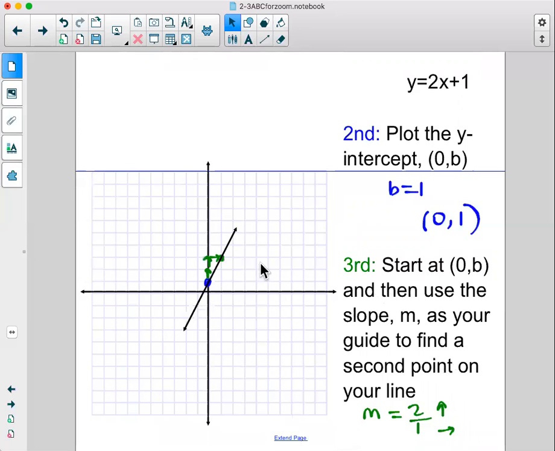So from that y-intercept, we'll go up 2 and to the right 1. And there's the second point on the line. And you only need 2 points to define the line. You can connect those dots and you've got a sketch of that line, y equals 2x plus 1.